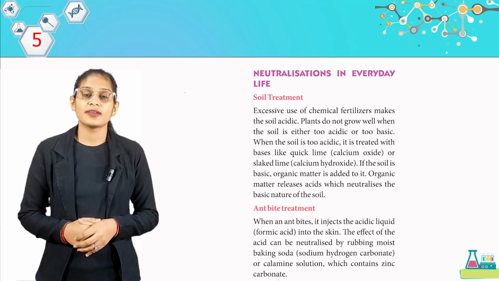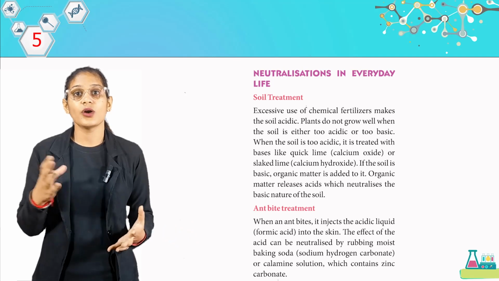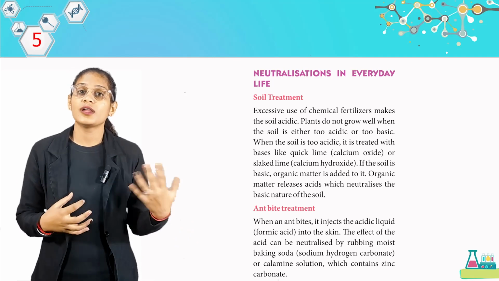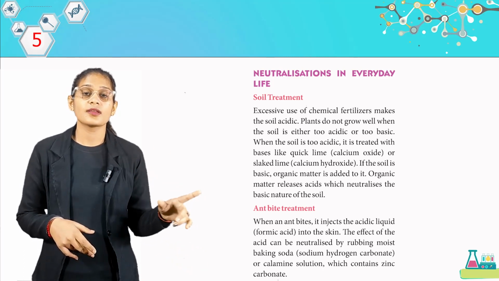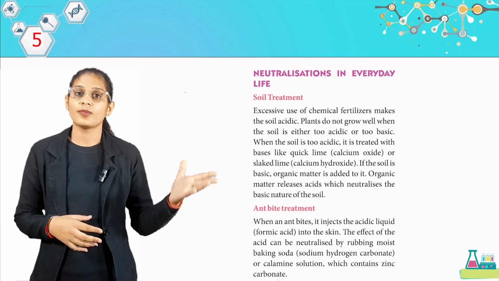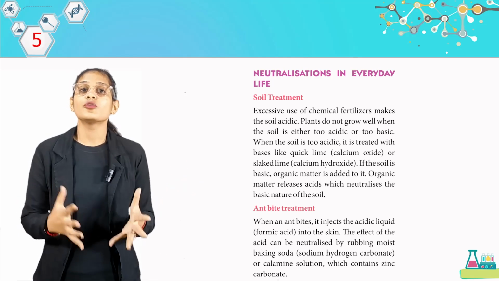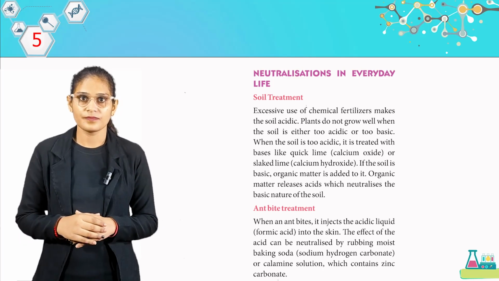So student, अगर हम बात करें soil treatment की, अगर आपकी soil over limit acidic होगी या over limit basic होगी तो plants grow नहीं करते. तो उस nature को neutralize करने के लिए अगर आपकी soil बहुत ज़्यादा acidic है तो हम बेसिस का यूज करते हैं, जैसे कैल्शियम ऑक्साइड, कैल्शियम हाइड्रोक्साइड का, या फिर अगर आपकी सोइल बहुत ज्यादा बेसिक है तो हम कुछ एसिड्स का यूज करते हैं ताकि आपकी सोइल को न्यूट्रलाइज किया जा सके.